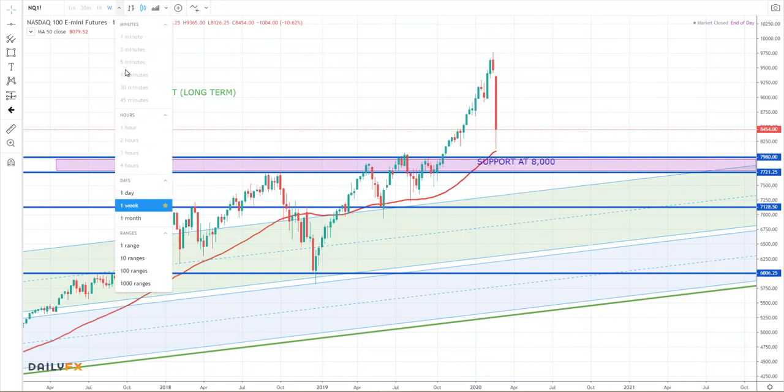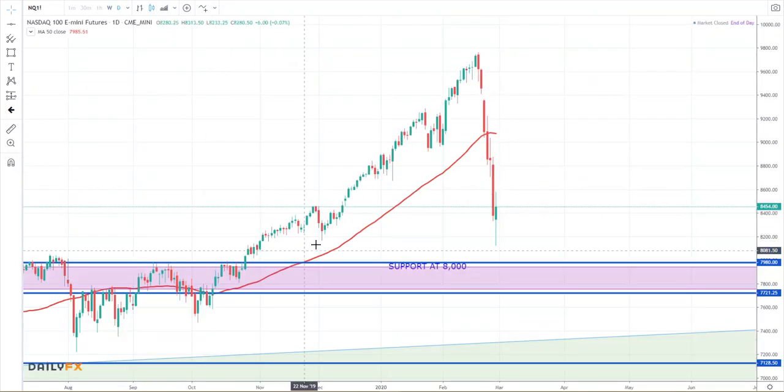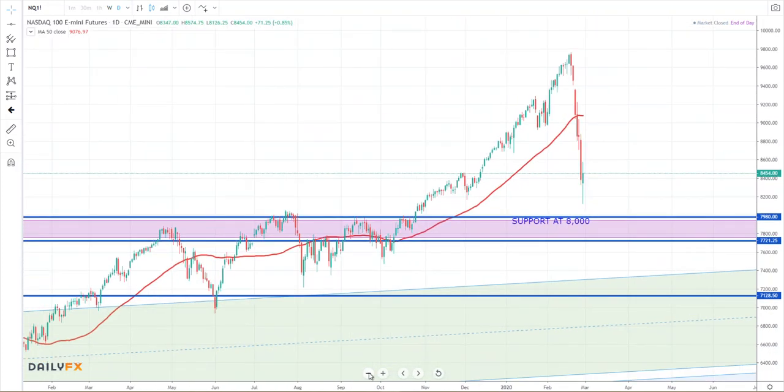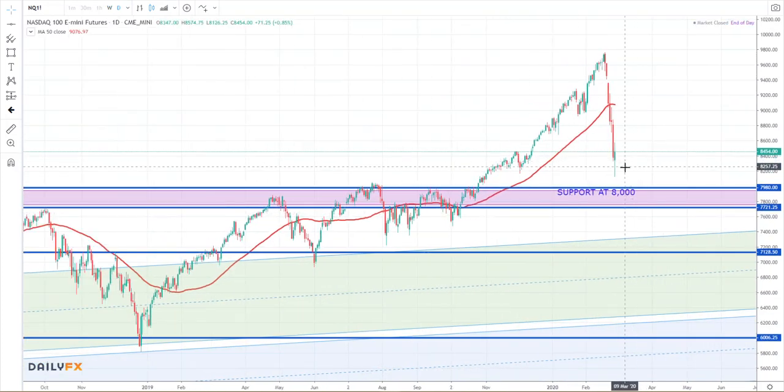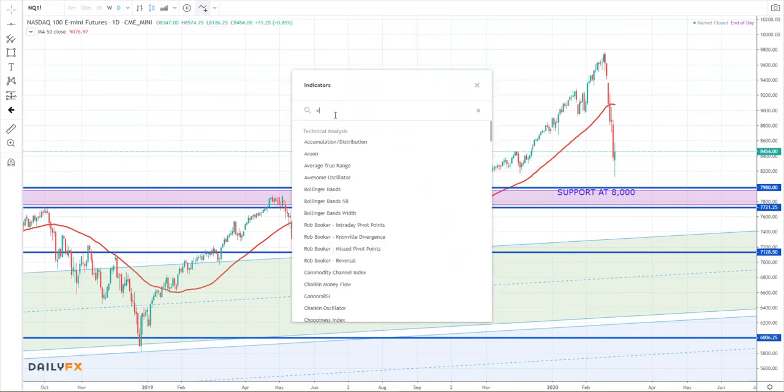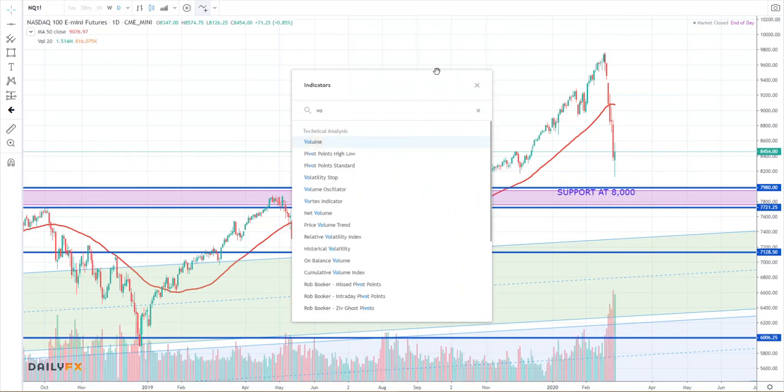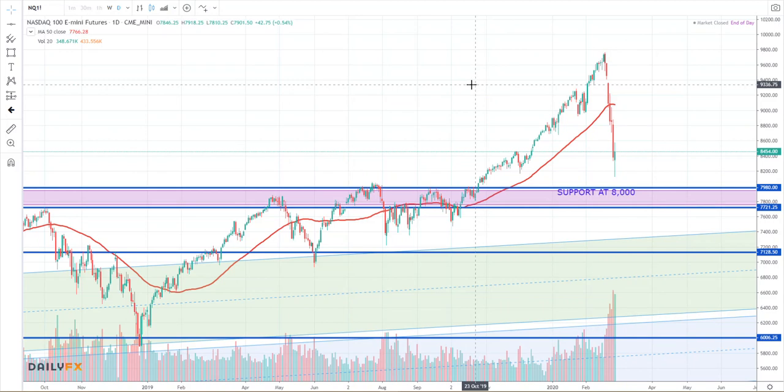So let's go ahead and look at the daily, see what might happen this week. Okay, so we had a pretty big bullish daily candle on Friday, similar to the Dow Jones, where we saw, let's put a volume indicator on here. Oh yeah, a lot of buying.